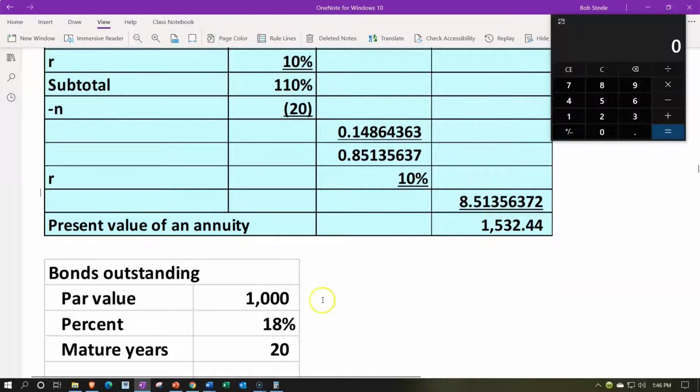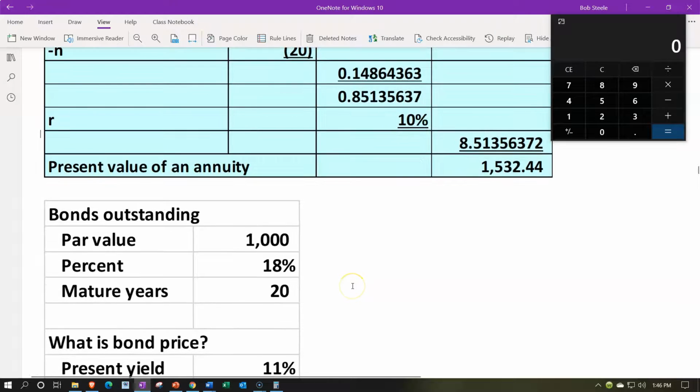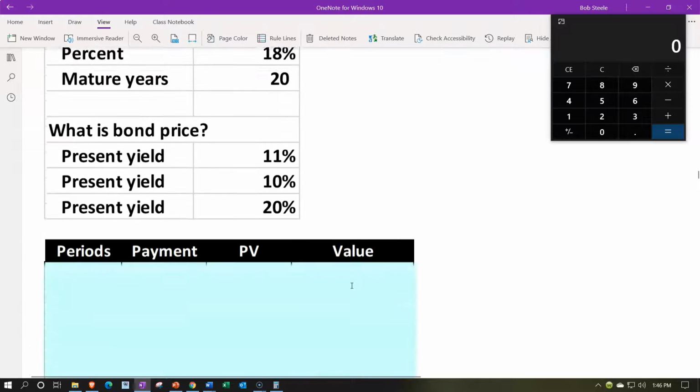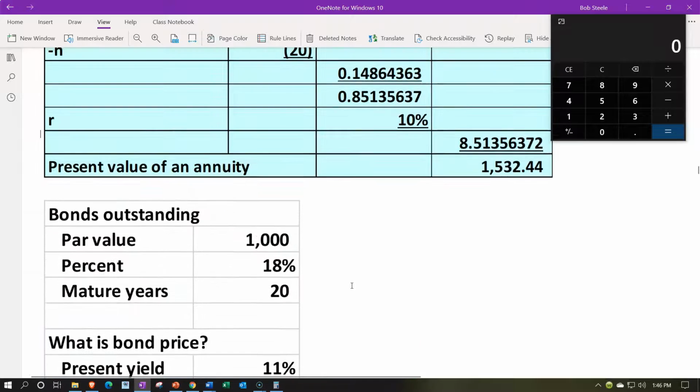We need to add that to the present value of the 1,000, the principal at the end of the payment, in order to get to what we would assume to be a reasonable price, the proper price. Before we do so, let's do this calculation a few different ways. We're going to break this annuity down into a series of present value of 1 payments.